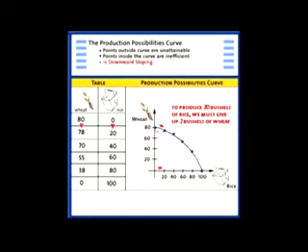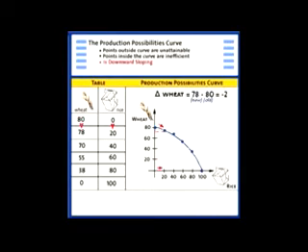First, let's calculate the change in wheat production. The change in wheat production is the new quantity of 78 minus the old quantity of 80, for a change in wheat production of -2, a loss of 2 bushels. The rice production is 20 minus the old quantity of 0, so the change in rice production is 20 bushels. 20 minus 0 equals 20.